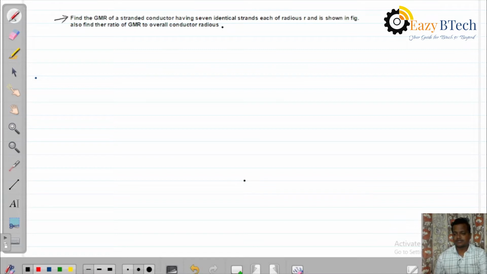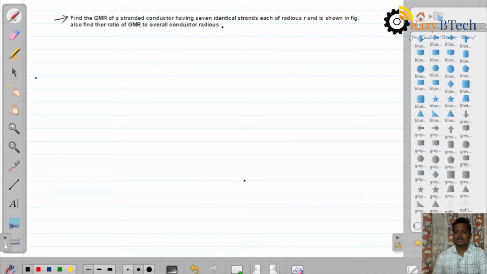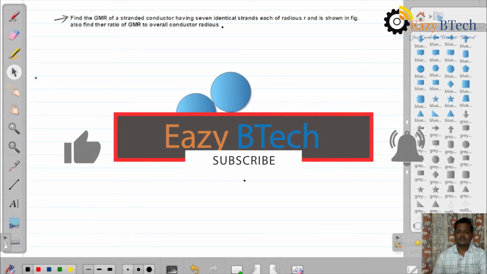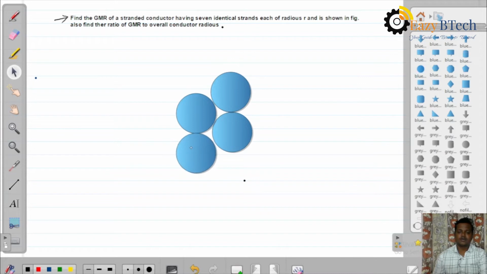First of all, we have to have the conductor. The conductor having 7 strands. From this diagram, you can understand how to calculate the GMR of a standard conductor.